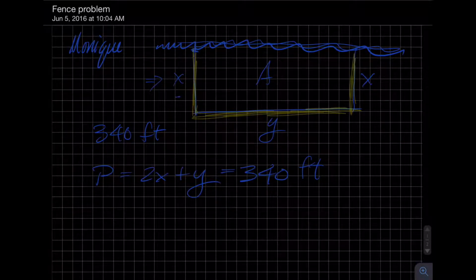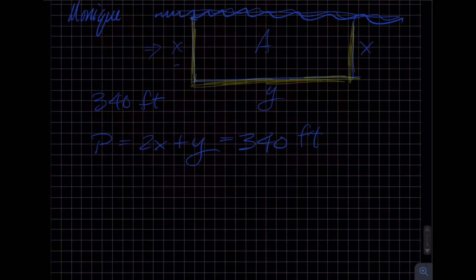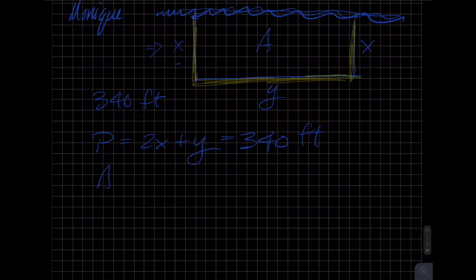Okay? Now, how do we calculate the area of that region or her corral? Area is going to be equal to x times y. It's a rectangle, base times height. So, but we have the system of equations, and we really want to turn this into a minimum maximum problem.